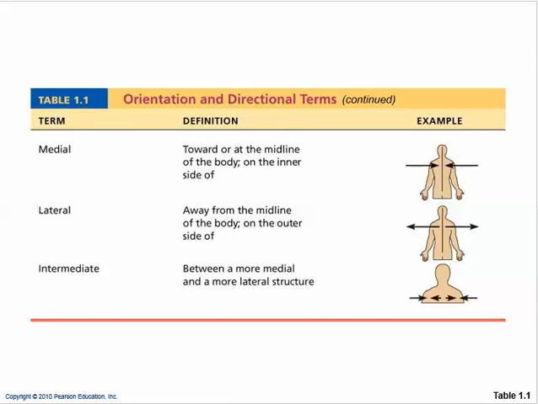So your heart is anterior to the spine, posterior to the sternum, left lateral to the midline, intermediate between the two lungs, superior to the diaphragm, and inferior to the first rib. By using these terms, we can locate things.